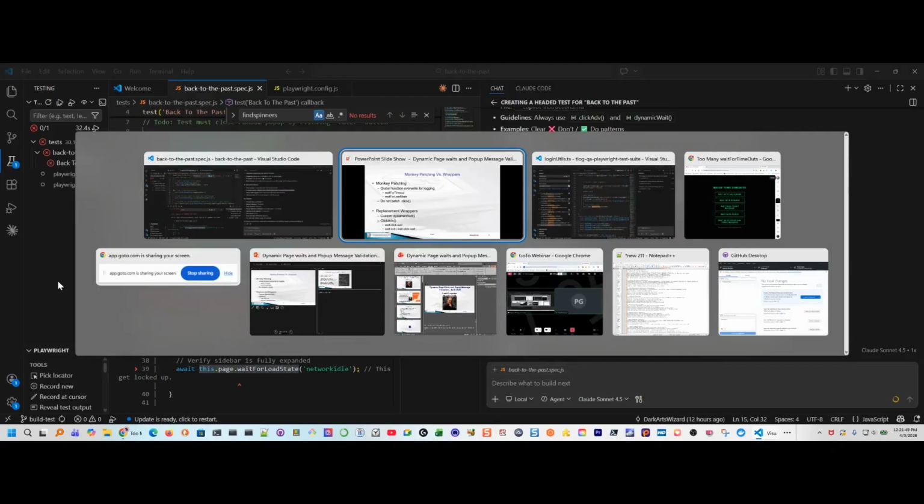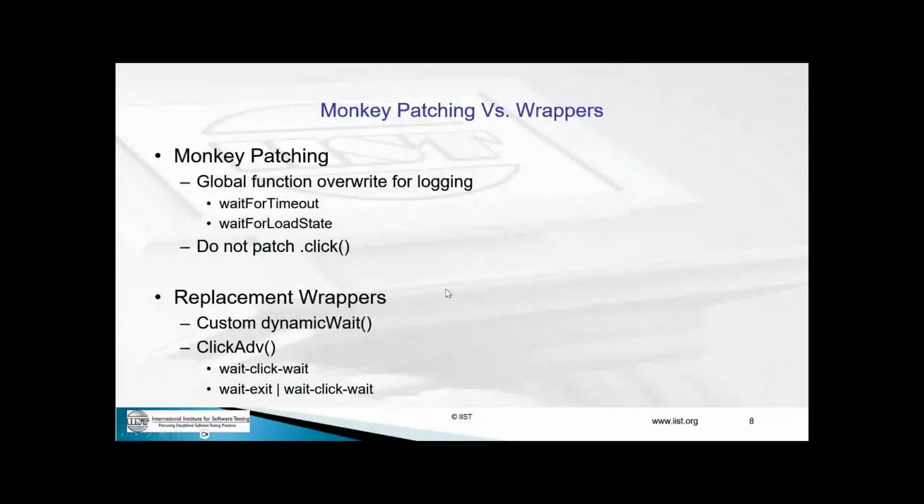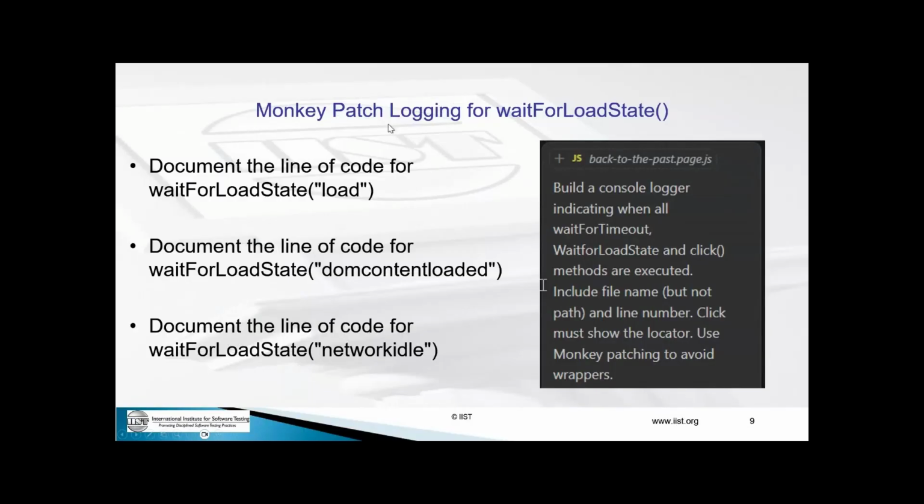So let's see what the next thing is that we want to do. The first thing we want to do is some monkey patch logging for the wait for load state. I want to know exactly when a statement for wait for load state load, document content loaded, and network idle is being executed. And you know what?